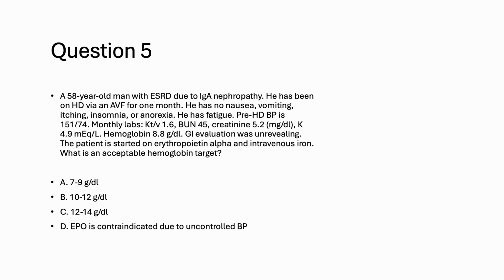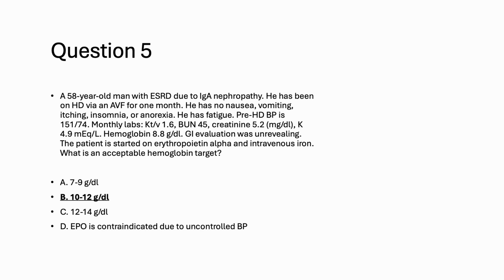What is an acceptable hemoglobin target? Is it A, 7 to 9 grams per deciliter? B, 10 to 12 grams per deciliter? C, 12 to 14 grams per deciliter? Or D, Epogen is contraindicated because his blood pressure is uncontrolled, and Epogen will raise his blood pressure further. The correct answer will be on the next slide, and the right answer is B, 10 to 12 grams per deciliter.